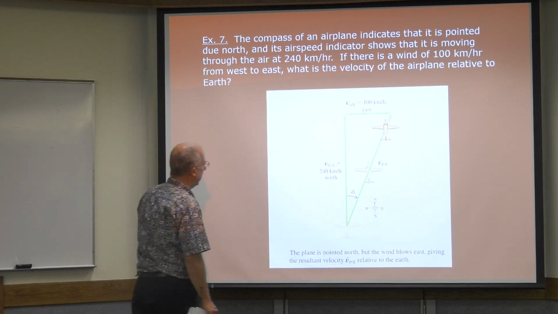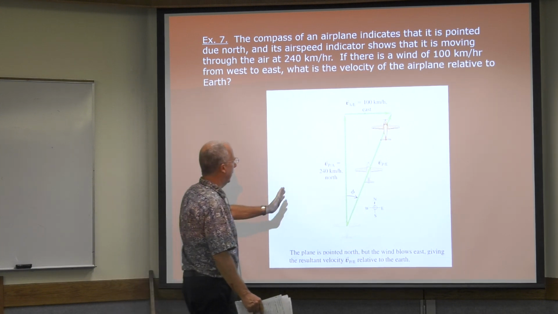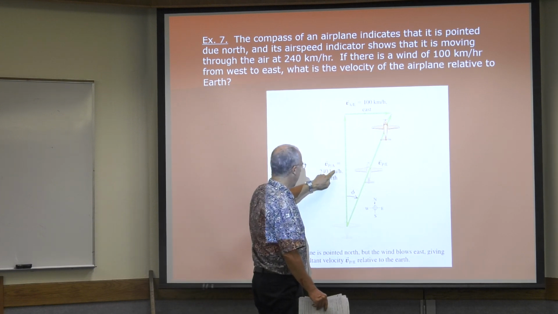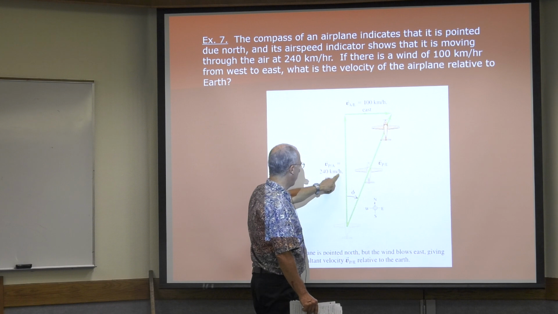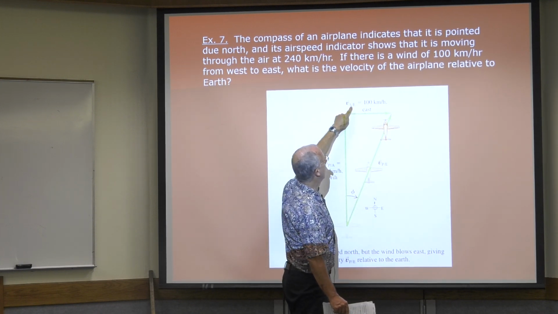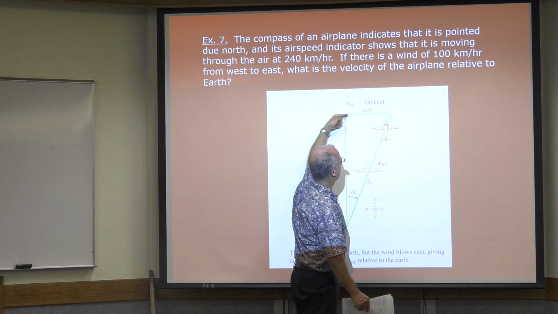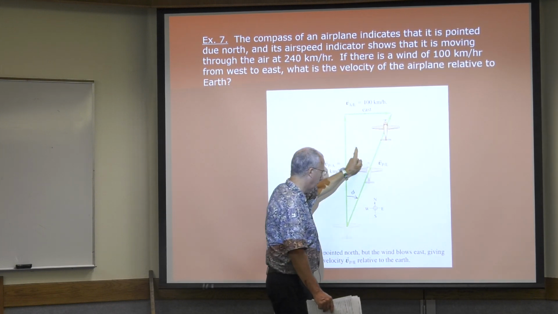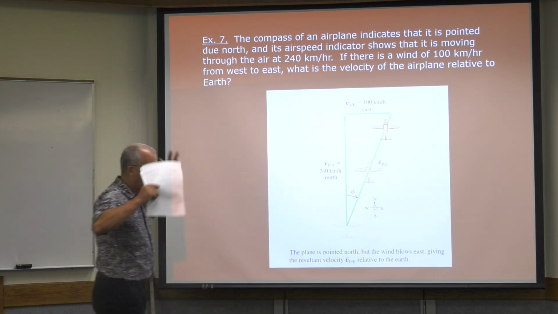Okay, so here we go. Here's the picture. Velocity of the plane relative to the air, 240 kilometers per hour north. The velocity of the air relative to the Earth, 100 kilometers per hour this way. And this is the velocity of the plane relative to the Earth.